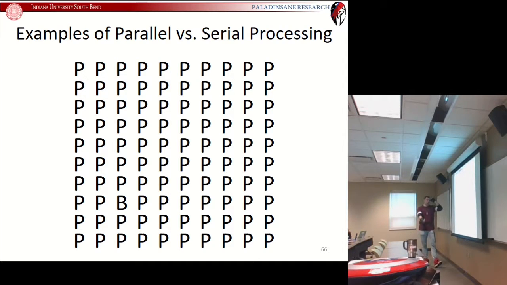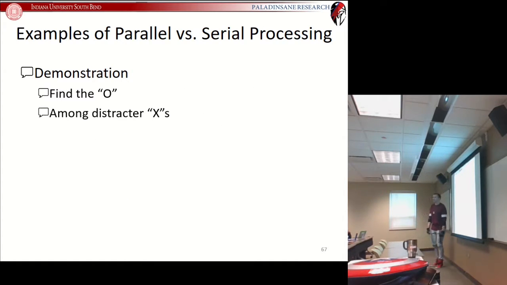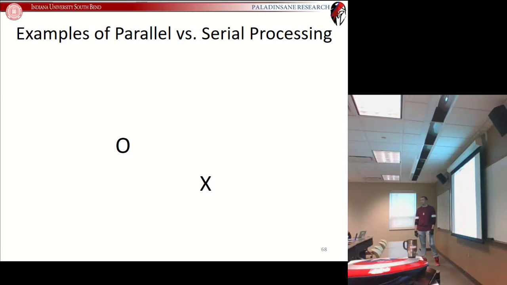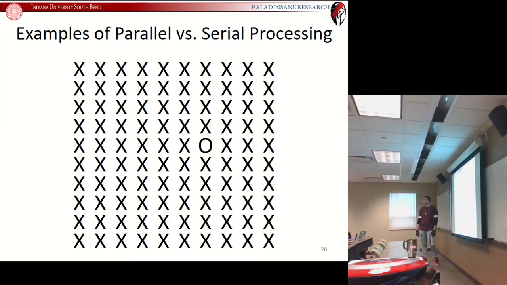So let's take a look at the next demonstration. What I want you to do is find the O, and it's going to be among distractor X's. All right, so once again, hands up as soon as you find that target O. All right, that was super fast. What if we put in more X's? All right, still super fast. What about even more? Still super fast.